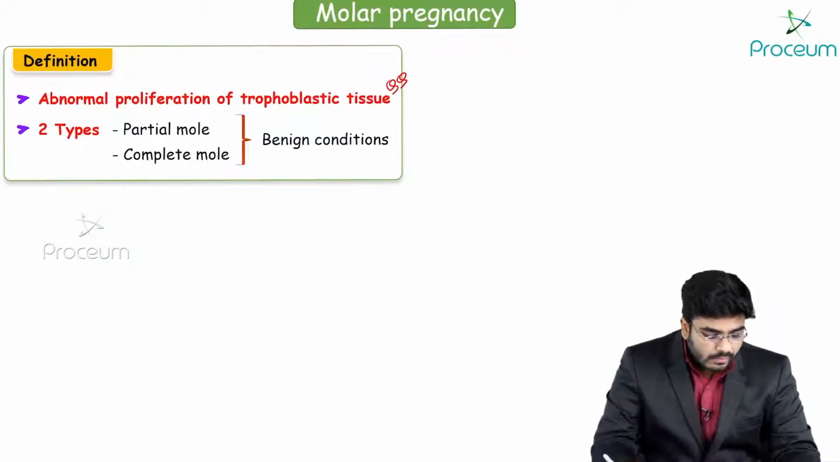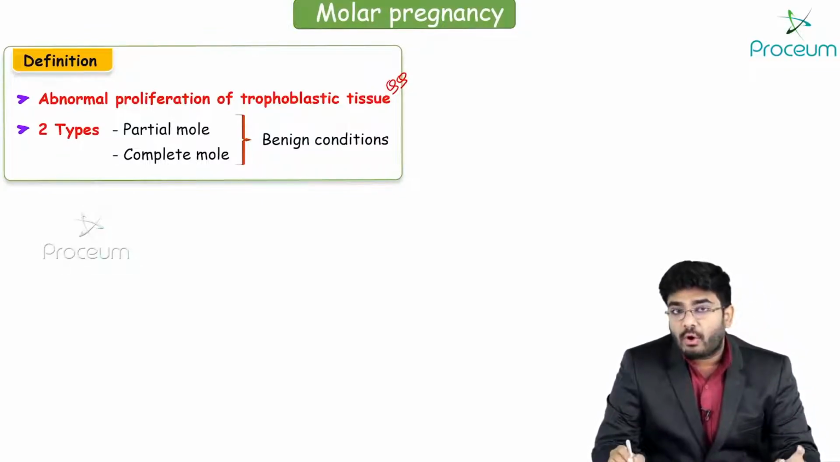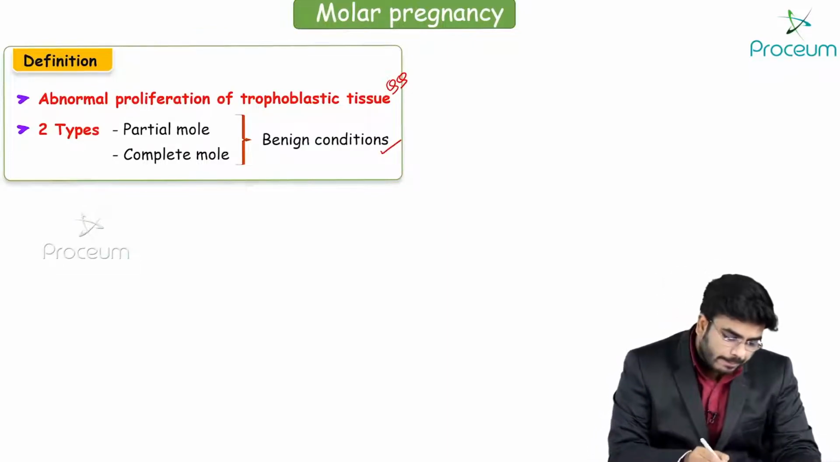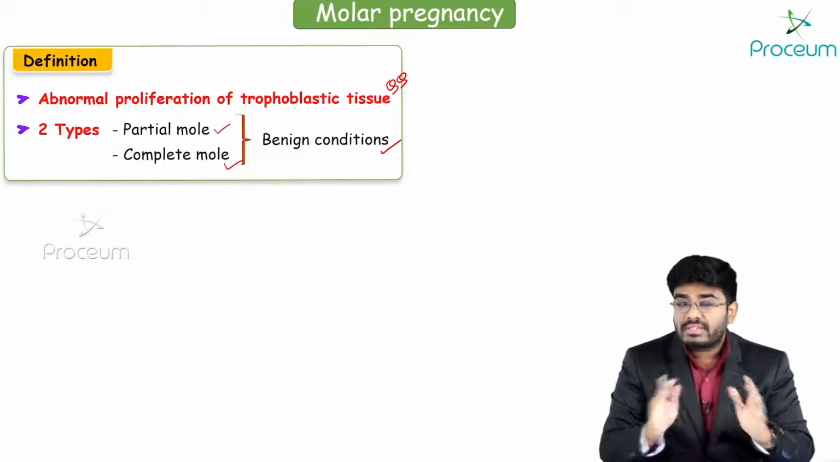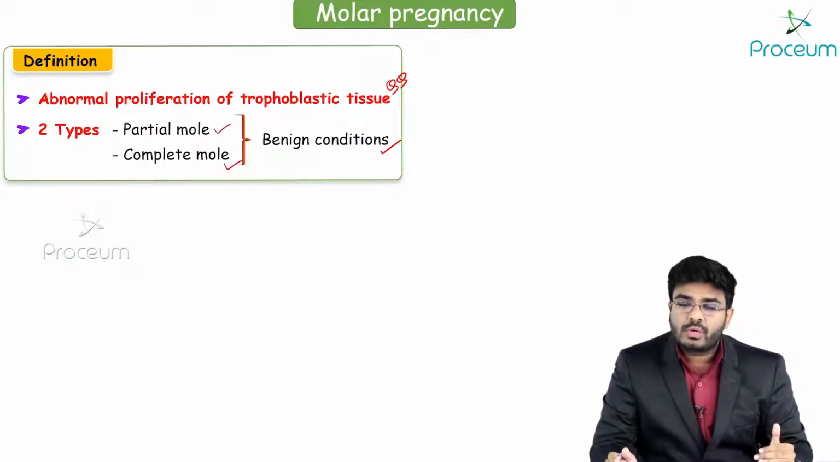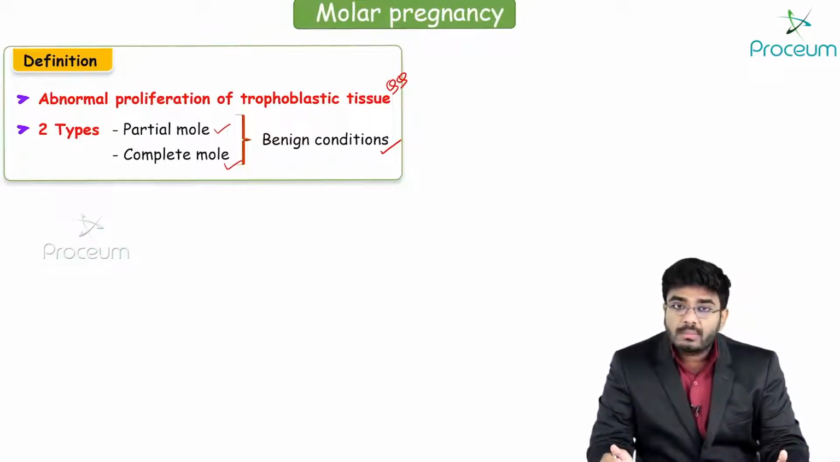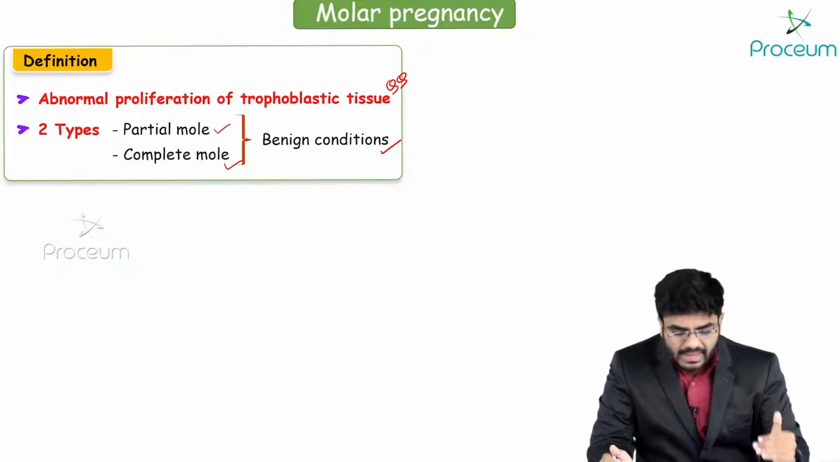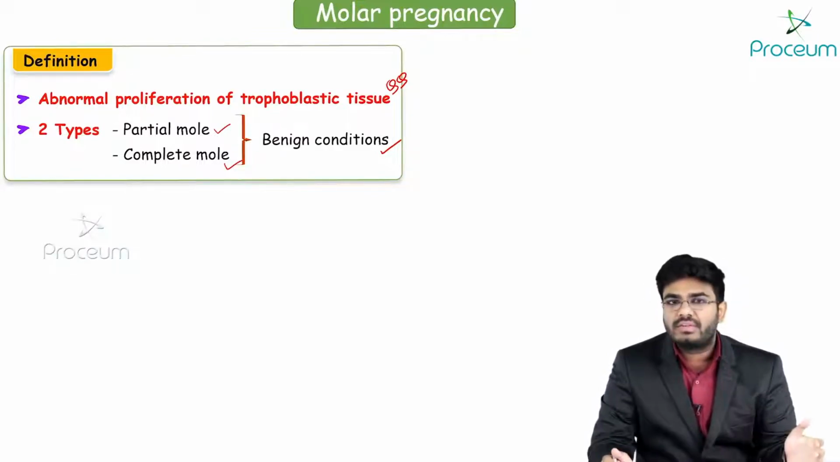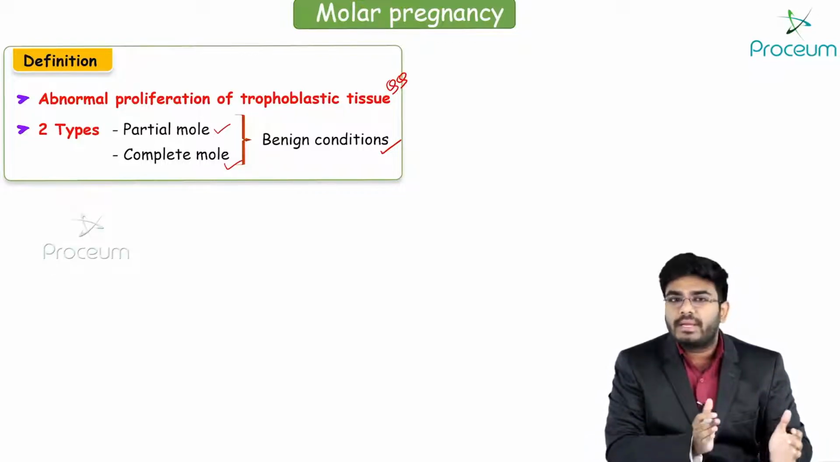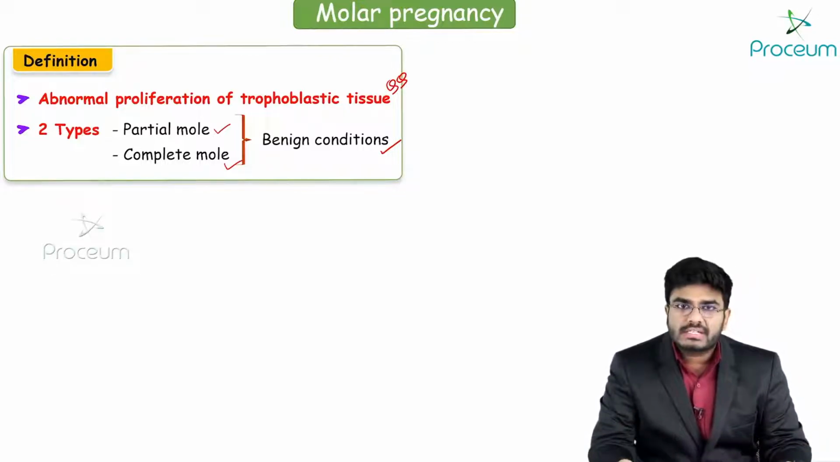Now, I have already said it's a benign condition. How many types of molar pregnancy are there? Partial mole and complete mole. Out of these two conditions, the bad guy is the complete mole. When compared to the partial mole, the complete mole is the bad guy. Why? Because all the clinical features we are going to discuss will be markedly seen with the complete mole when compared to the partial mole.